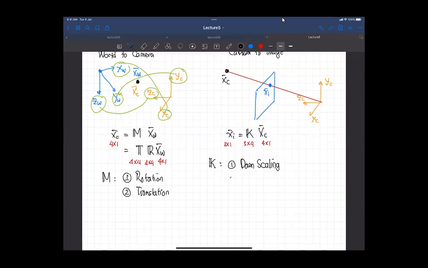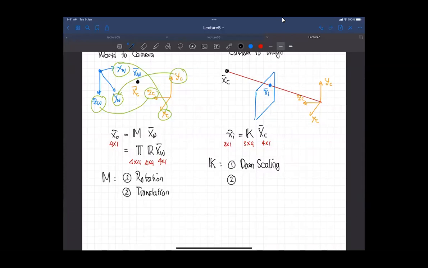And secondly, after you scale down, what happens? This is not really obvious, but maybe some of you know about this. What else? A projection, scaling down, is a projection, by the way. What is the second one?